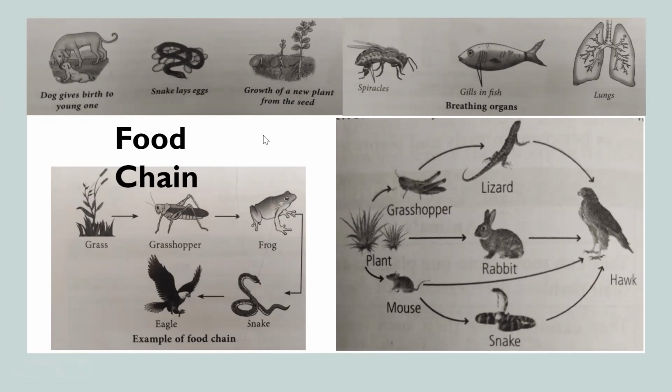Now, see, today we will cover food chain. What is a food chain? It starts from the grass, which is a plant. A grasshopper eats it, then that grasshopper goes into the mouth of the frog, and the frog goes to the snake, and ultimately the eagle takes up the snake. So we see that in a food chain, there is a chain which is followed, right?